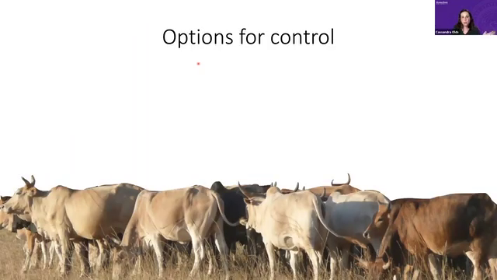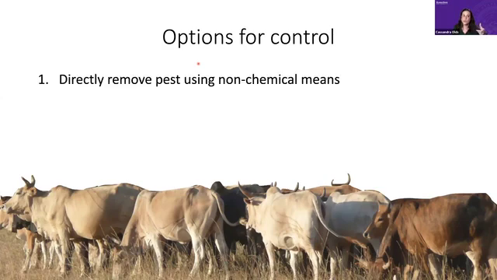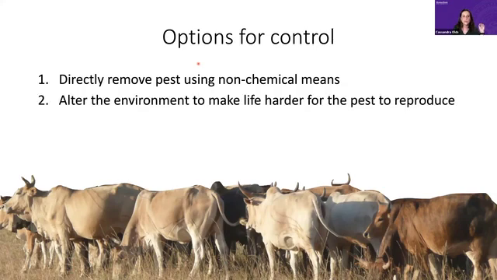So we've changed our paradigm a little bit. Now our options of control have almost flipped. What we're going to do is directly remove the pest using non-chemical means. This is the simplest thing that we can do that really makes a big effort, and we're not even touching chemicals yet. We're going to alter the environment to make sure that life is hard for them, and also making sure that they cannot reproduce, removing those avenues for reproduction.